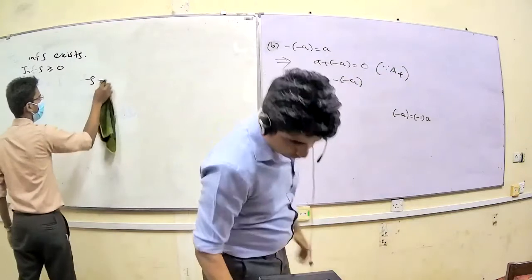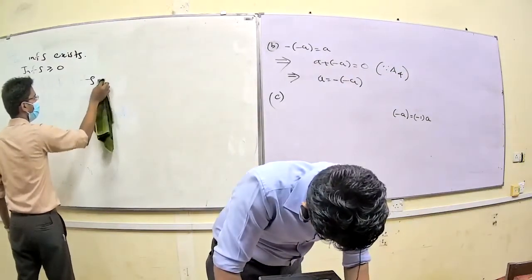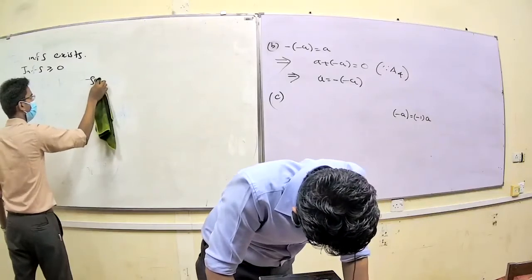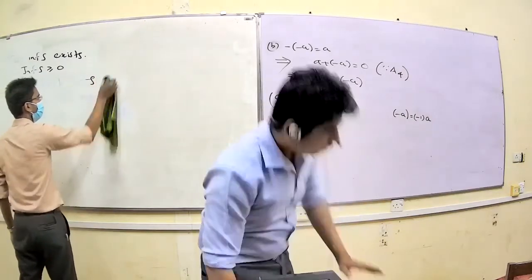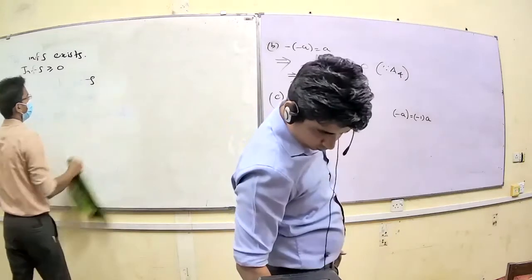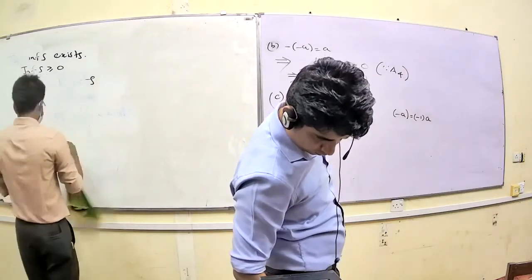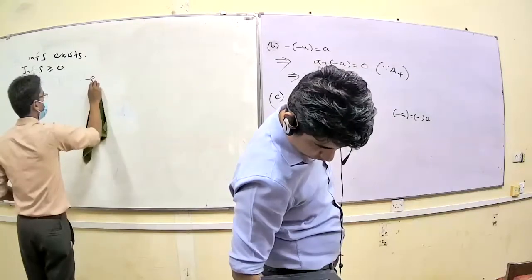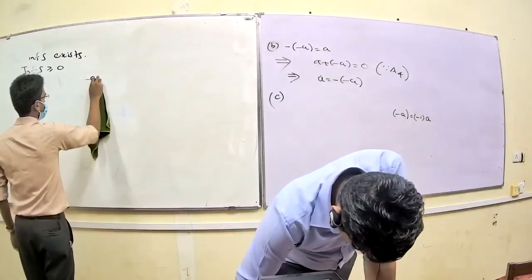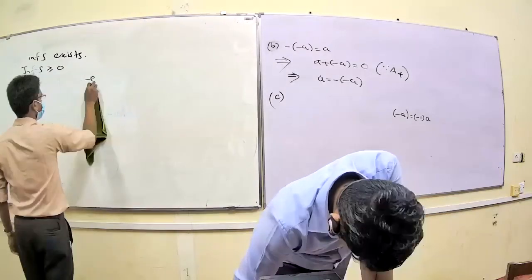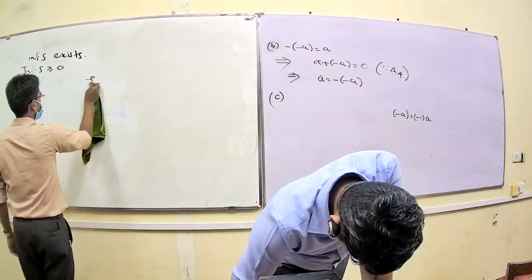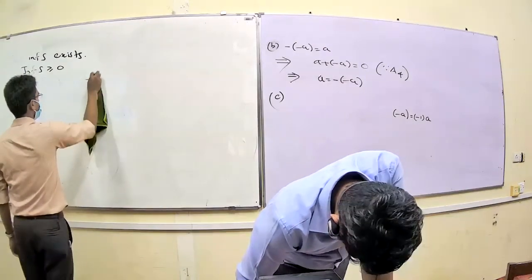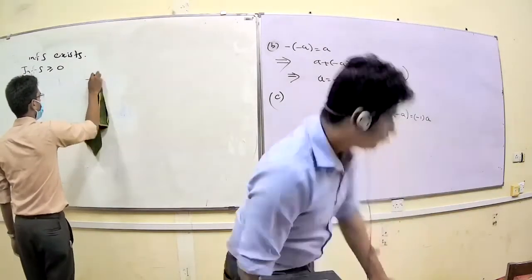C part. C part. a equal to minus into minus a, no? C part this one, no? Minus 1. C part minus 1 into a equal to minus a.